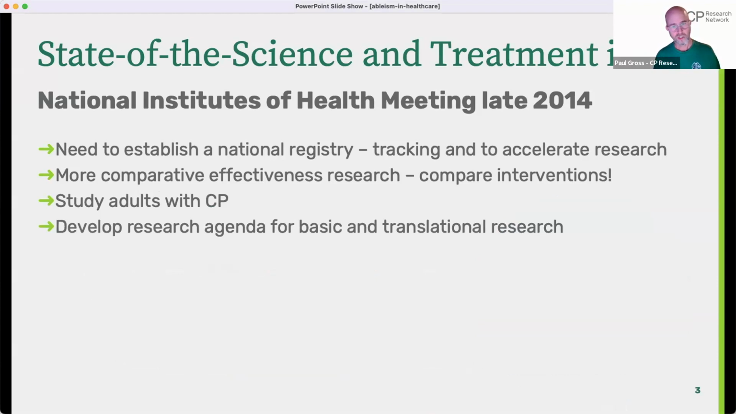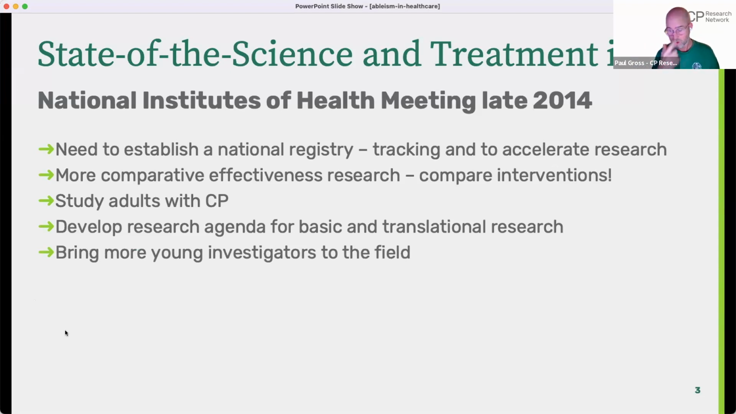The need to develop a research agenda for basic and translational science, so not just clinical research that gets done in sort of a hospital setting, but like what are the mechanisms or the causes, and how can you take things that you learn about causes and translate that into interventions or changes.